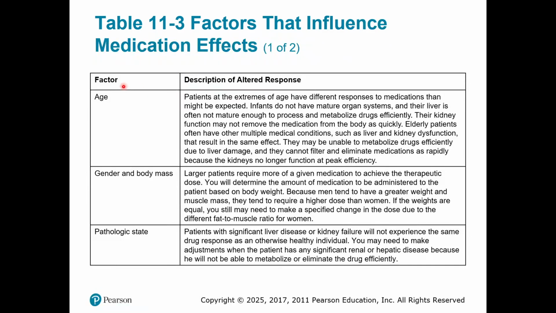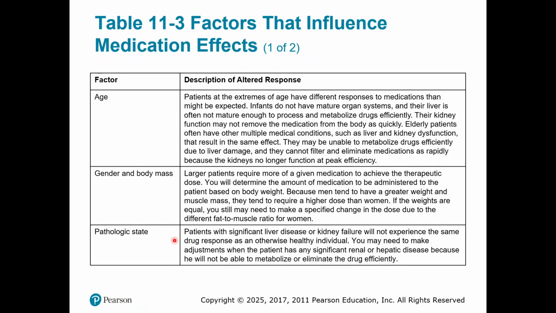All right, so this is just factors of age, gender, body mass, and pathological state. It's pretty self-explanatory. You can read it, but basically what it's saying is age plays a role here. It talks about infants not having a mature organ system, or if you get to the elderly patient, age will be important because they don't metabolize stuff the same way, and they don't get rid of stuff the same way. Gender and body mass, right? There's a big difference in 200 pounds versus 80 pounds, right? So drugs can affect that.